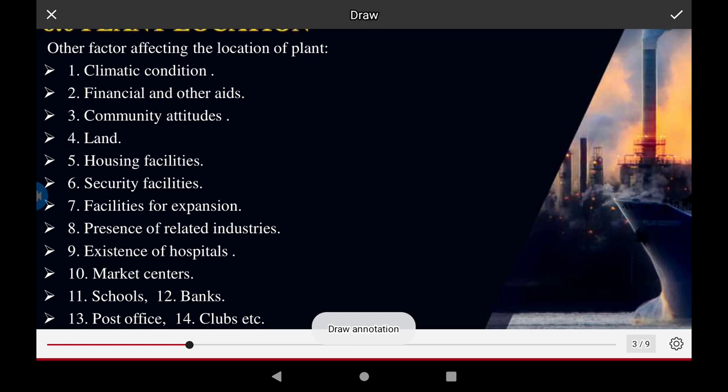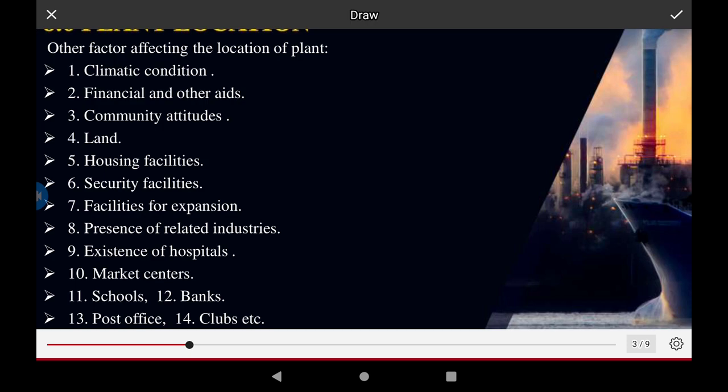Market center: the plant should also be near the market, so the transportation cost of goods and services is reduced. Schools and banks: banks are available for the financial needs of the plant, and schools are very important for the children's study.